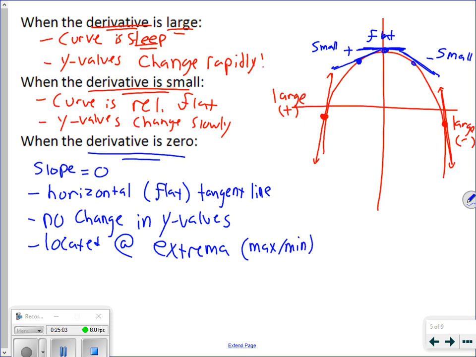All right, at maxes and mins, a lot of times when you're changing direction from a positive slope to a negative slope or vice versa, at a max or min, it's that change in direction is when your derivative is equal to 0. All right, so again, remember, I can't stress it enough, a derivative is nothing more than the slope of the tangent line.